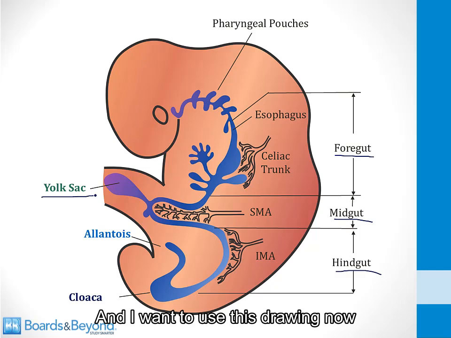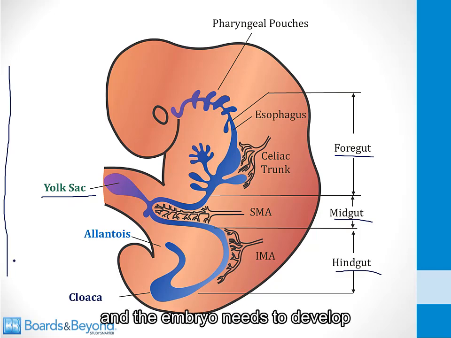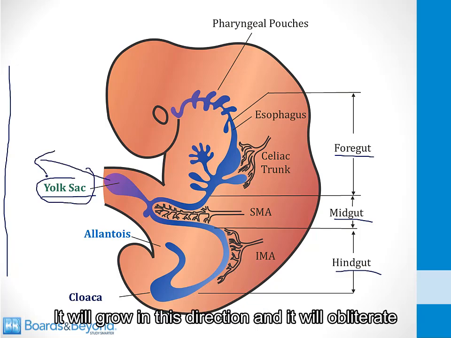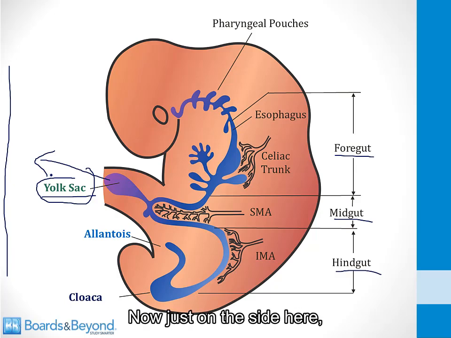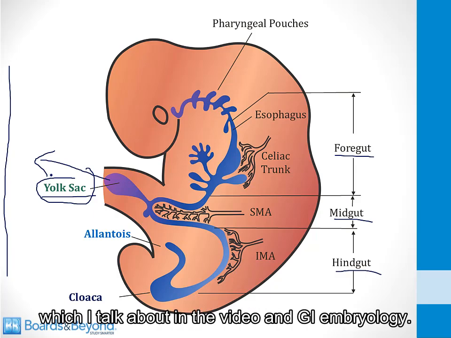And I want to use this drawing now because it also shows all the elements that will develop into the umbilical cord. So to understand this, you've got to imagine the placenta is over here on the left side of the screen, and the embryo needs to develop a connection to the placenta. Part of that connection will come from the yolk sac here. It will grow in this direction, and it will obliterate and become part of the umbilical cord. Now, just an aside here, if the yolk sac fails to obliterate, that can form a Meckel's diverticulum, which I talk about in the video on GI embryology.